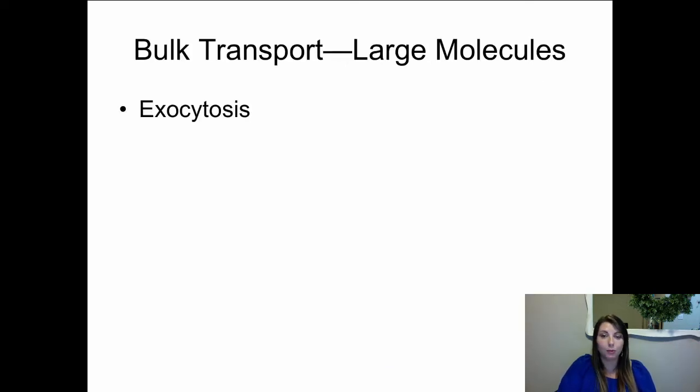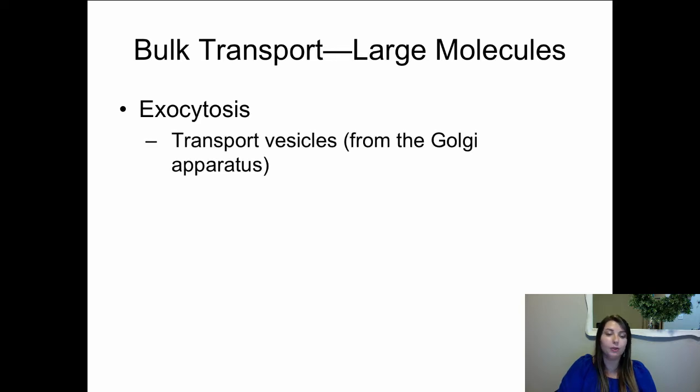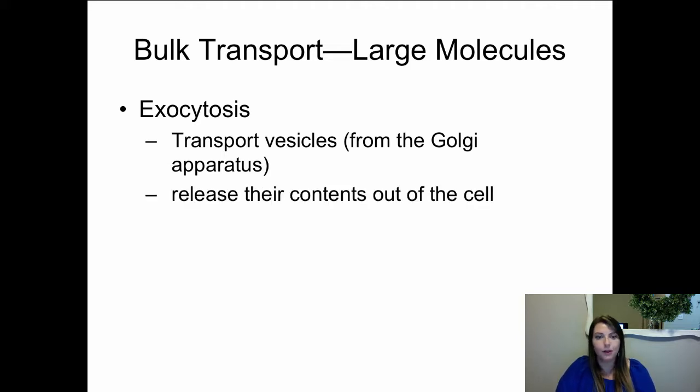So for the bulk transport of large molecules, there are a couple of different terms. We have exocytosis, and this is when the vesicles that are coming from the Golgi apparatus will actually transport materials that no longer need to be in the cell. It will help them exit the cell, and this is done through exocytosis. So exo, think exit. It's going to release their contents out of the cell.